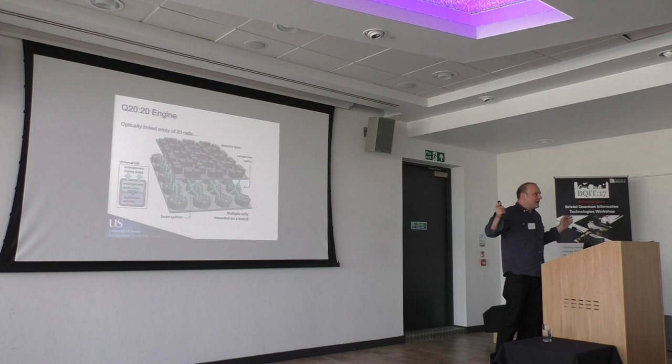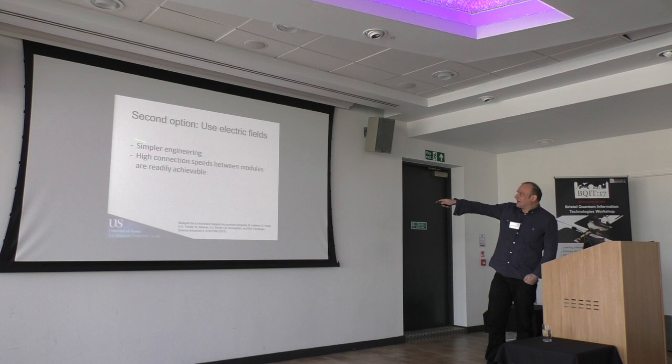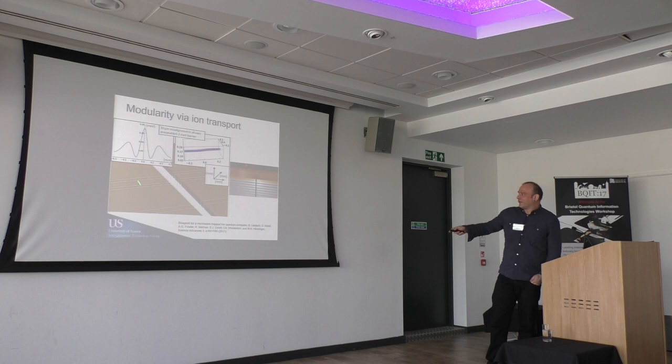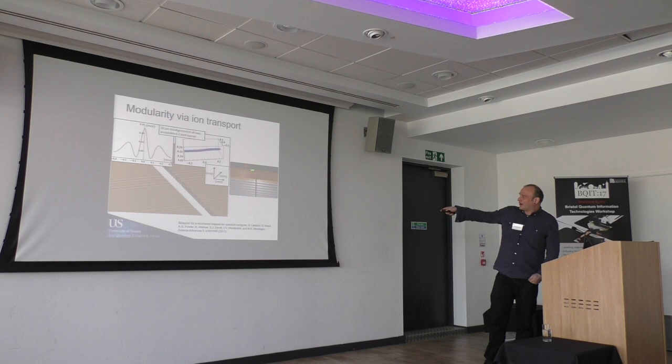But we decided at Sussex we want to go a much, much easier approach. So what we use is electric fields. It's much simpler engineering, and you get unbelievably high connection speeds between modules. So this is what I'm showing you here. You have a module here, you have a module here. Now you can shape the electrodes on the edge of each module in such a way that the energetic barrier is extremely small, so you can actually transport an ion from one module to another module.